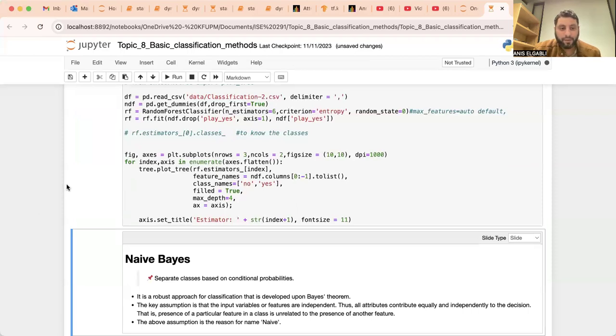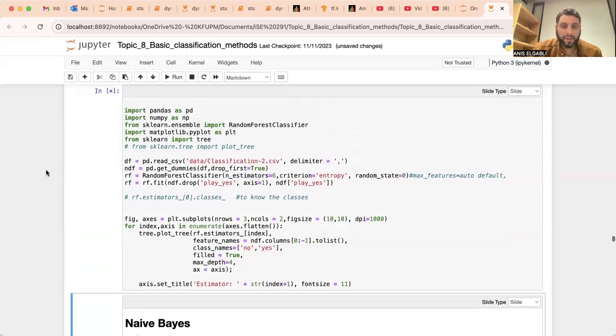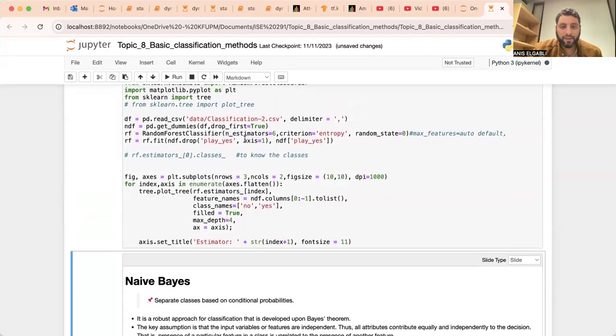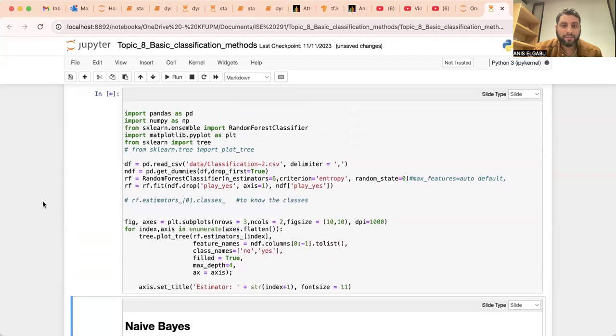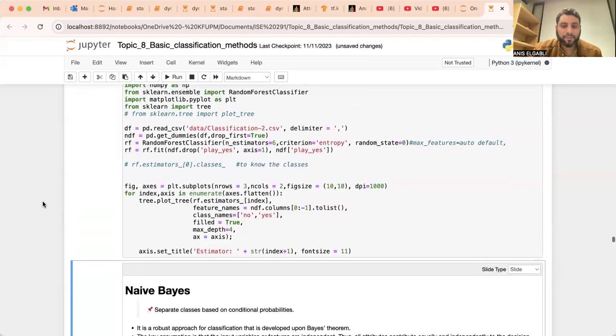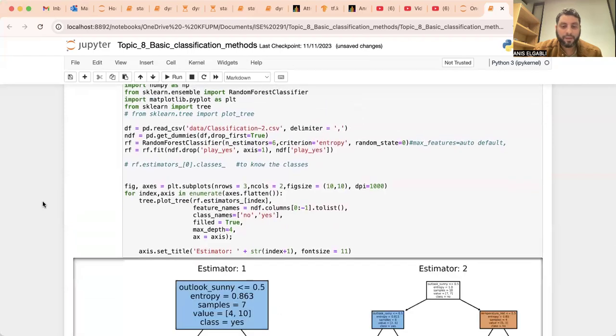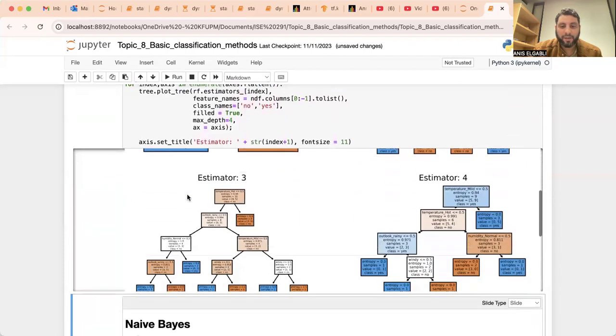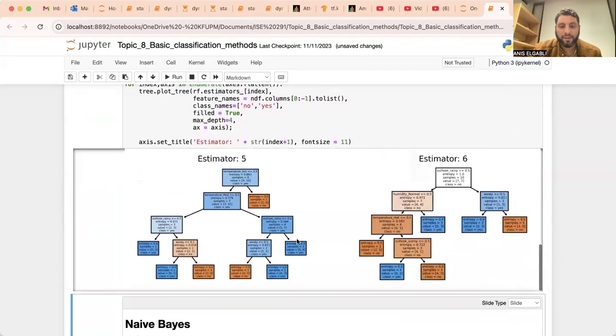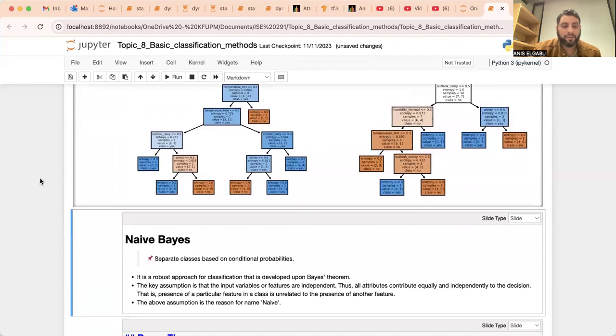I'm running some other simulations, so the computer is a little bit heavy today, but that's it. That's the idea. So we're gonna get 6 trees plotted here. Let's just wait a little bit and see. Yes, these are the estimators, and we have explained decision trees in the past. Okay, so that's the idea of random forest.